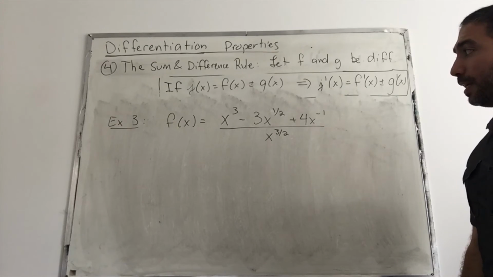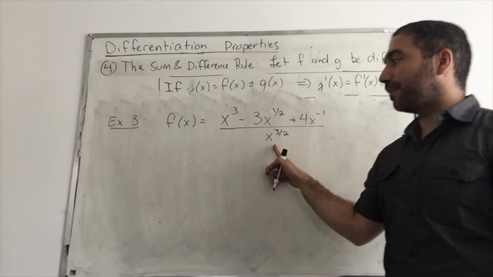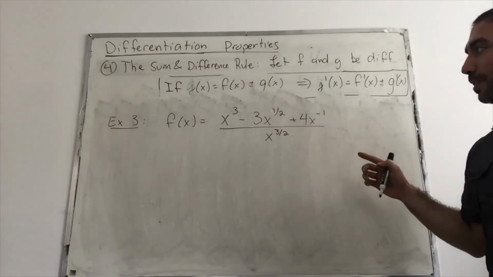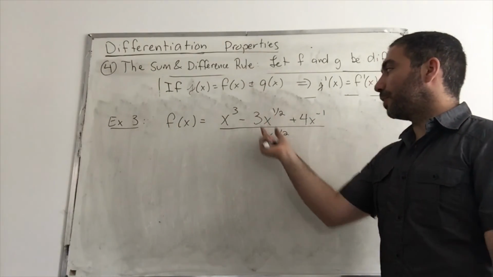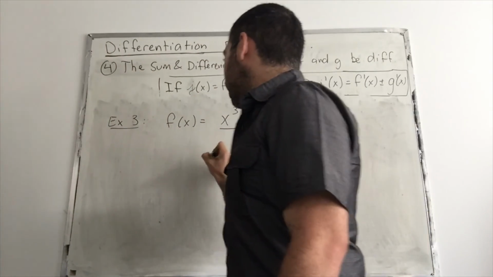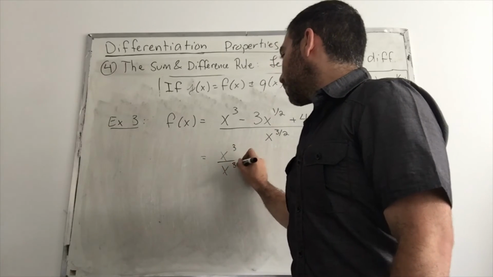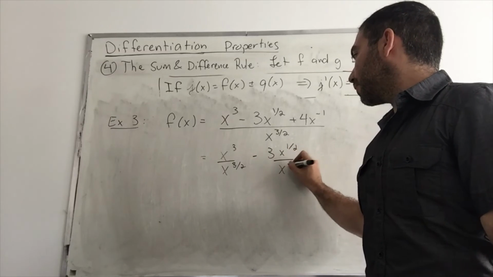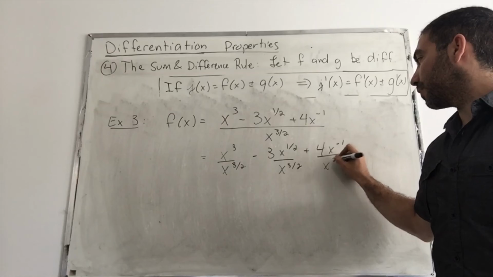So the technique here is to tackle each term individually. Okay, so when you have a division by a monomial, if we had a binomial on the bottom, this wouldn't work. We would be stuck using quotient rule. But if you have a monomial, one term on the denominator, deal with each term individually. Like we saw earlier, the Hart method. So what we're going to do is set ourselves up. So we're going to rewrite this as x cubed over x to the 3/2 minus 3x to the 1/2 over x to the 3/2 plus 4x to the negative 1 over x to the 3/2.